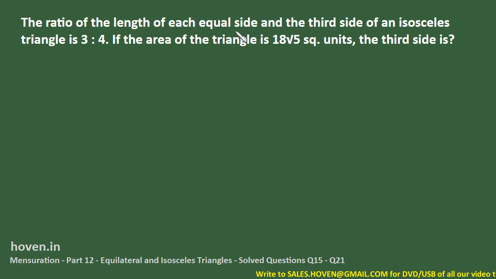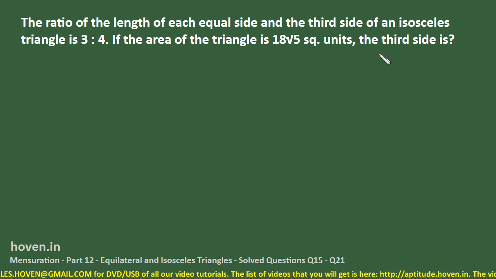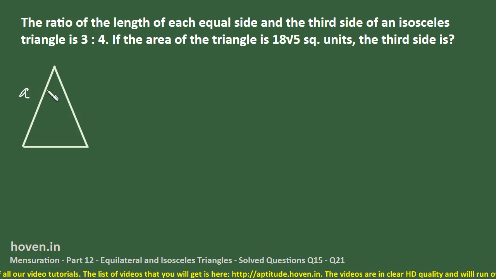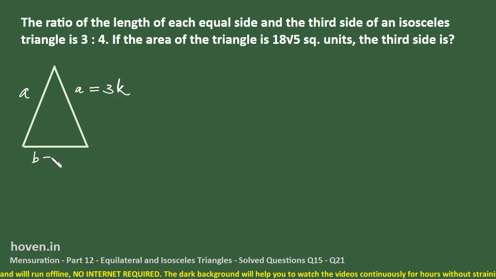The ratio of the length of each equal side and the third side of an isosceles triangle is 3 is to 4. If the area of the triangle is so many square units, the third side has to be found out. In this question also, let us start with a schematic. Let us suppose these are the two equal sides of the isosceles triangle, and the ratio of the length of each equal side to the third side is 3 is to 4. We can therefore take that this A is equal to 3k and the third unequal side B is therefore equal to 4k, because the ratio is given as 3 is to 4.